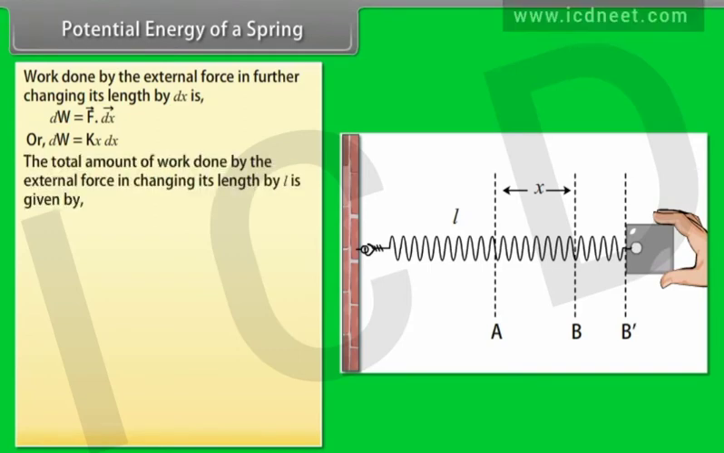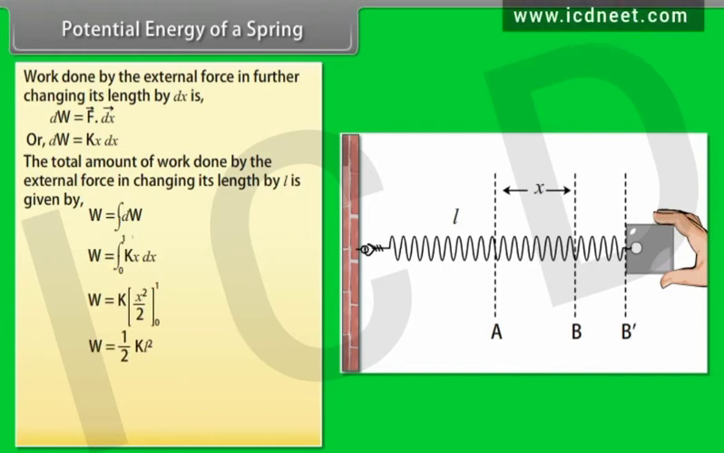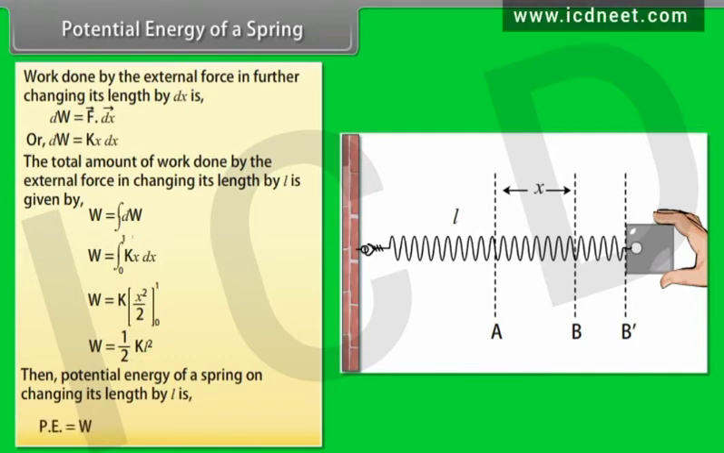Now, the total amount of work done by the external force in changing its length by l is given by W equals the integration of dW. By calculating it, we get W equals 1 upon 2 kl squared. Then, the potential energy of a spring on changing its length by l is equal to W. Potential energy is equal to half kl squared.